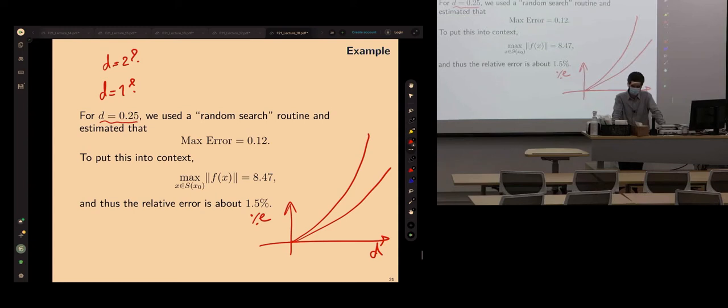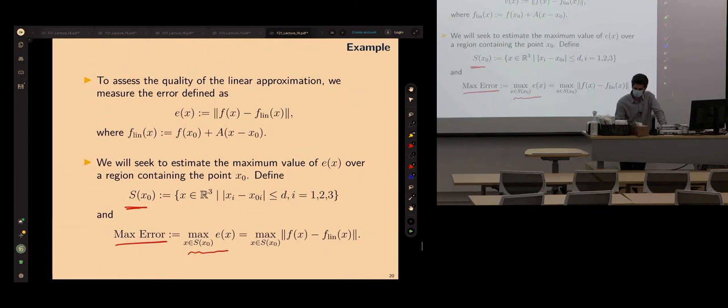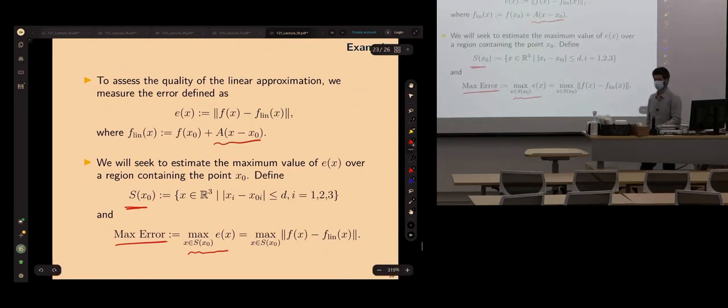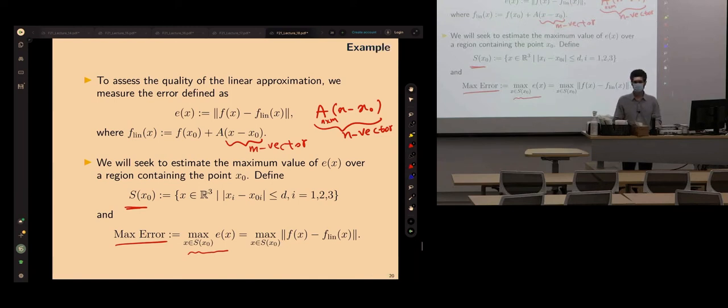How would the error work? Because you'd be subtracting f of x minus f of x, but they'd have different dimensionalities. Right? Because of the Jacobian here. Okay. It's a good question. This part is an m vector. However, A times x minus x0, because this is n by m, is an n vector. So there is no problem, actually. It works out for any dimension. That's a natural confusion that comes up always.